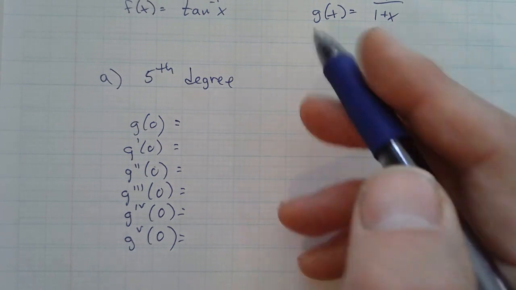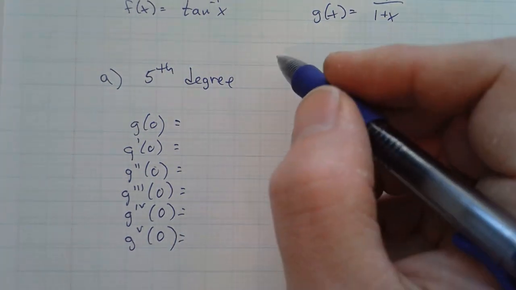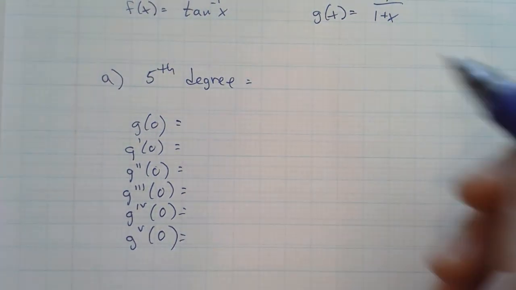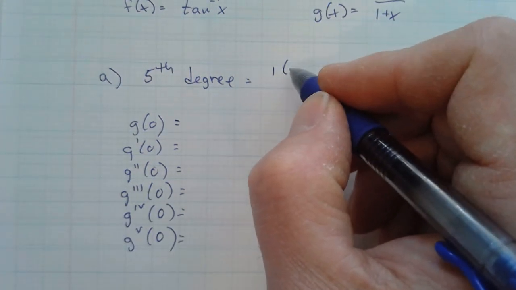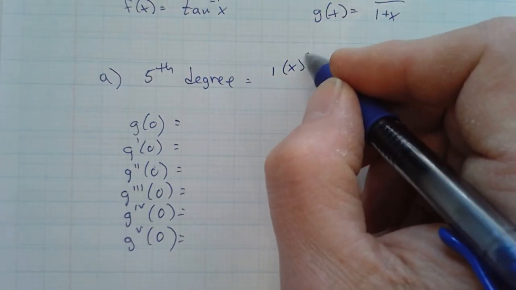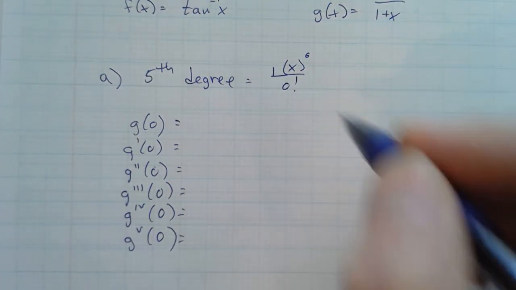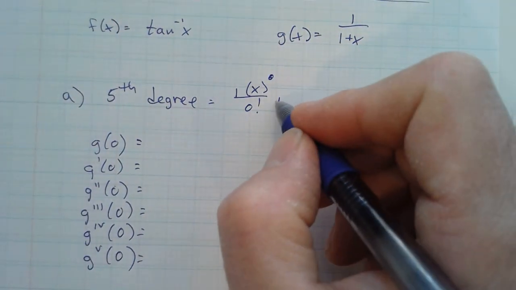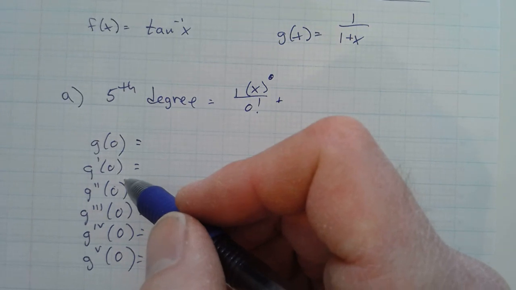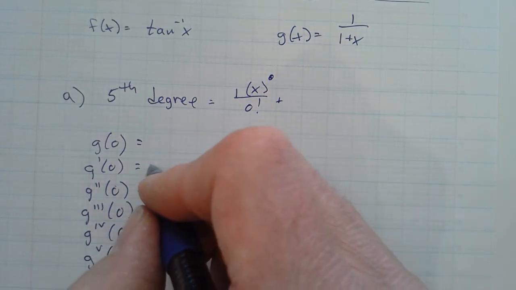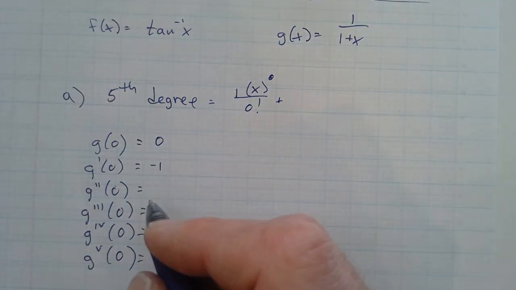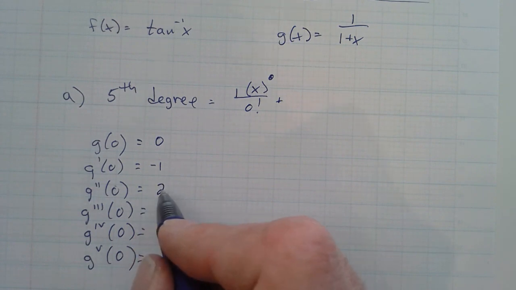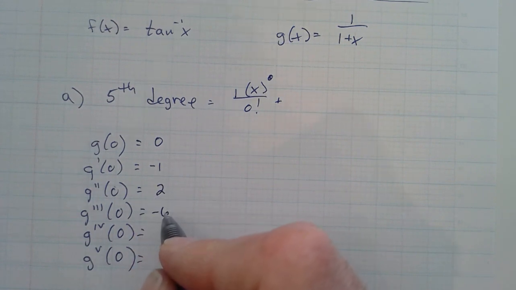G of 0 is 1. So its fifth degree would be 1 times x minus 0 to the 0 over 0 factorial, plus g prime of 0, which is negative 1. Just looking on my cheat sheet here, what they have listed for derivatives. How's that for lazy?